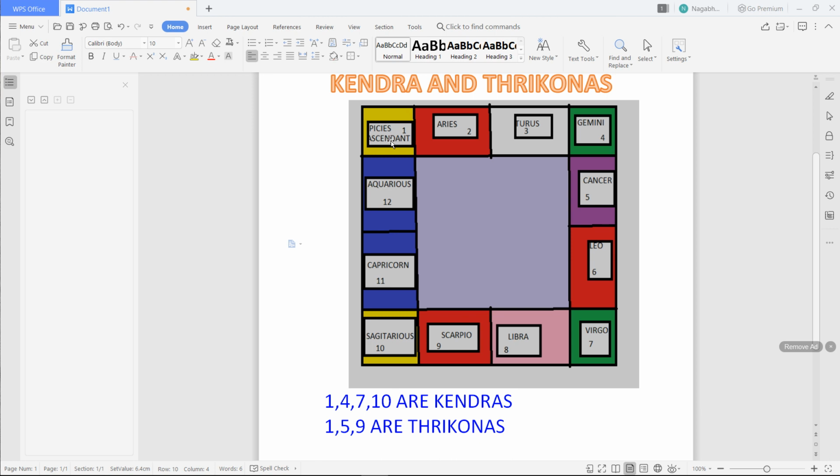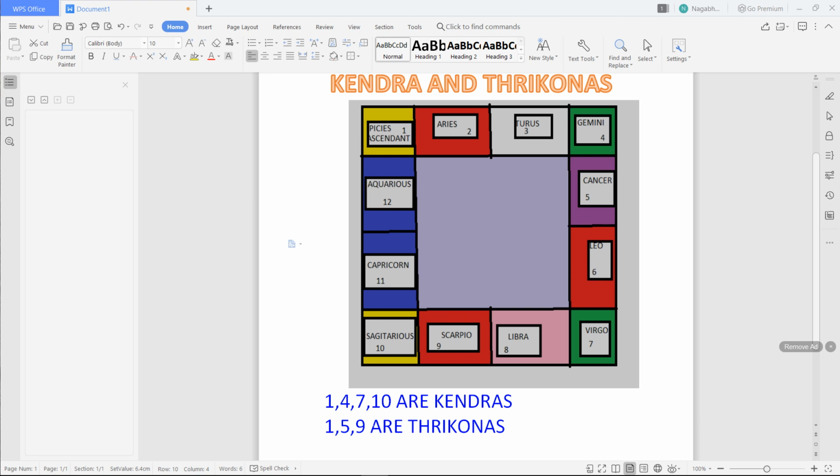In this Pisces ascendant chart, 1, 4, 7, 10 are kendras, and 1, 5, 9 are the thrikonas. You see here, Pisces is the first kendra sign, Gemini is the second, Virgo is the third kendra sign, and Sagittarius is the fourth kendra sign. From thrikonas, the first house is a kendra as well as a thrikona. Pisces is a kendra as well as thrikona, the second thrikona house is Cancer, and the third thrikona house is Scorpio, as it is the ninth house.